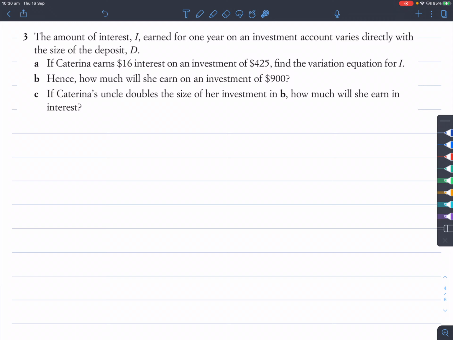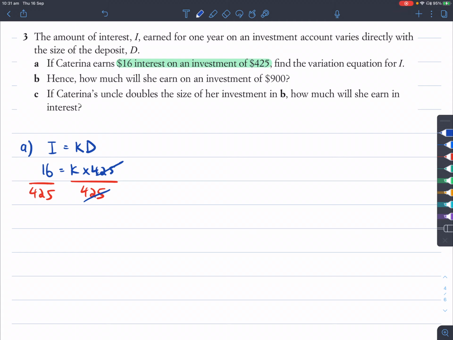So the two letters we're relating are interest and deposit. The size of the interest is directly proportional to D, the deposit. We're going to find K by substituting in some information about the amount of interest earned on an investment, or the deposit. So this is the I value, this is the D value. So 16 equals K times 425. Now if I divide both sides by 425 to find my value of K, that will cancel out. So 16 divided by 425.